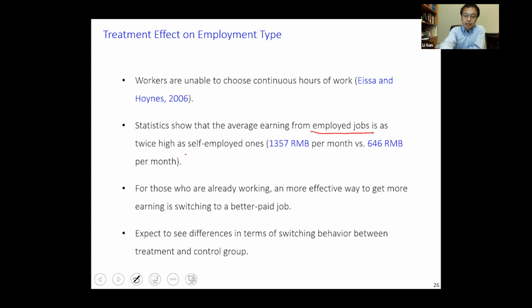So let me describe the area. It's actually a suburban area. It's pretty poor, but it's an urban area. We've been there many times. If you're self-employed, typically you just have a store or a shop on the street. It's pretty low intensity, but long working hours and not making much. But if you work for somebody else, you make 1,300 or 1,400 per month. If you're self-employed, you make about 600 per month.